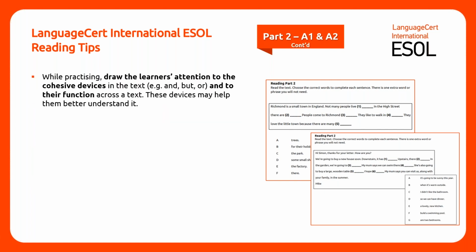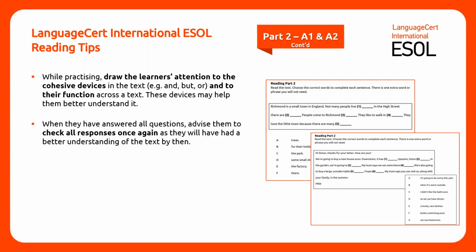While practicing, draw learners' attention to the cohesive devices in the text: and, but, or, and to their function across a text. These devices may help them better understand it. When they have answered all questions, advise them to check all responses once again, as they will have a better understanding of the text by then.